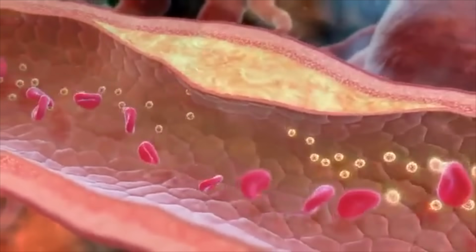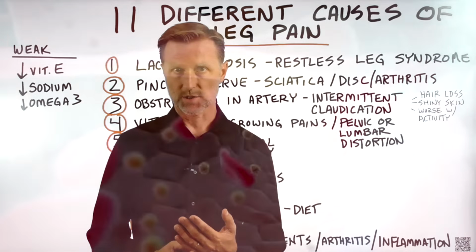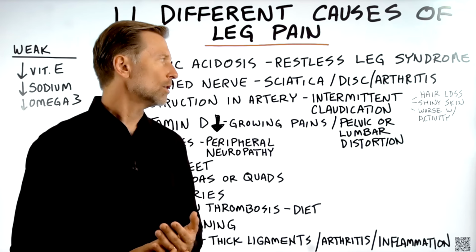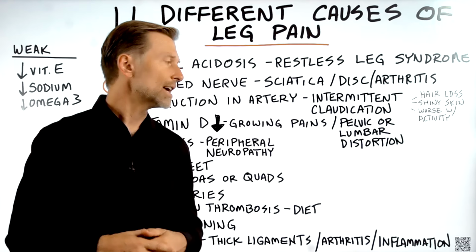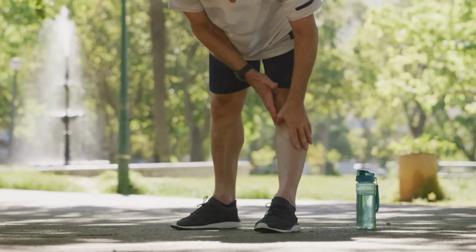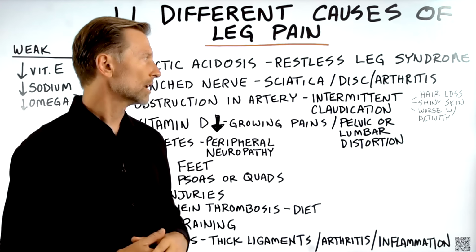Number three, obstruction in your arteries, okay, in the legs. And so one form of this obstruction or blockage is called intermittent claudication. So intermittent means it comes and goes, okay? So let's say you start exercising and your legs start going numb or they get cold or they get weak. That could be coming from this obstruction in your arteries, and it's called intermittent claudication.